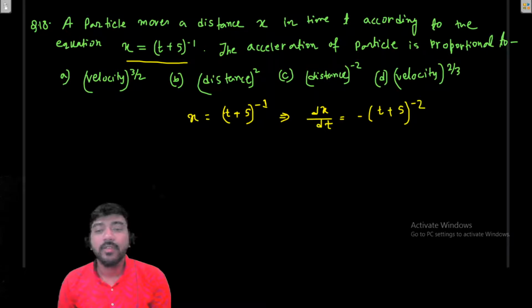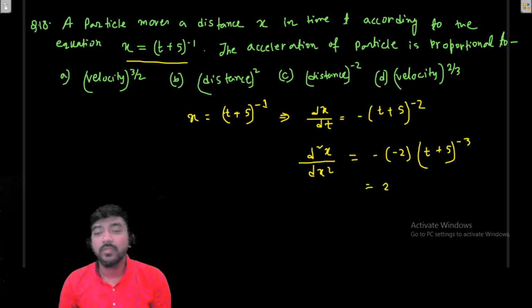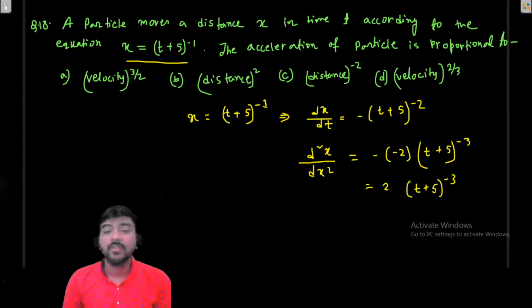Now if you want to find out acceleration, then you have to differentiate again. So d2x by dt2, this is the acceleration. So it will be minus into minus 2, a x to the power n minus 1, and it will be t plus 5 to the power minus 3. So it will be 2 into t plus 5 to the power minus 3. So this is the acceleration and this is the velocity.